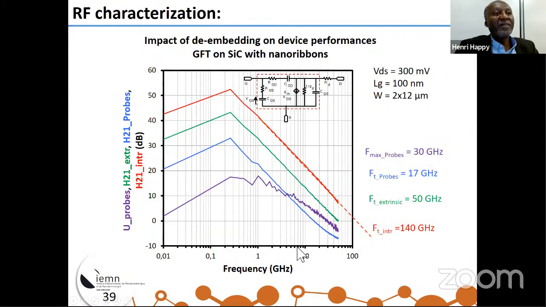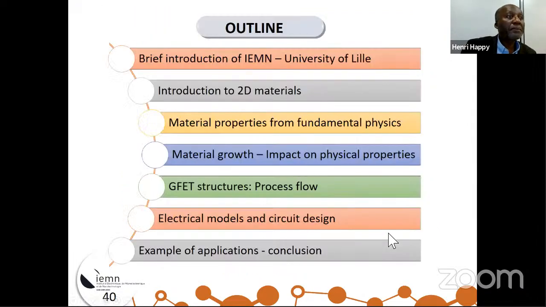And to see what is the impact of this characterization, you can see here how the current gain change according to what we extract on the transistors. That means if you measure on the probe plane, you have a cutoff frequency of 17 gigahertz. If you remove some parasitics, you move to 50 gigahertz. And if you remove access resistance, you can move to 140 gigahertz. That means it is important every time to know what we are talking about.